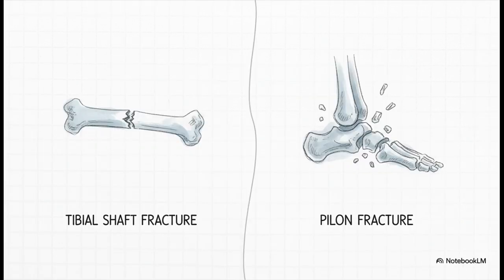Okay, let's get right into it. The whole point here is understanding the massive difference between a fracture in the middle of the tibial shaft versus a high-energy pilon fracture that just shatters the ankle's joint surface. You'll see that the location and, maybe even more importantly, the mechanism of the injury are the two things that dictate our entire surgical strategy.